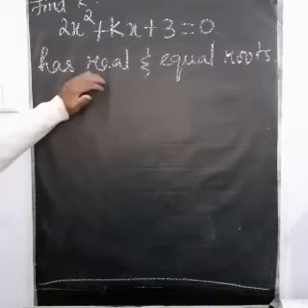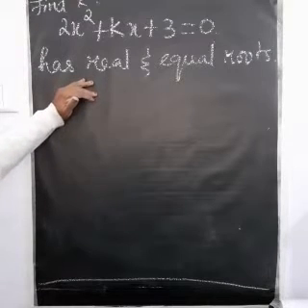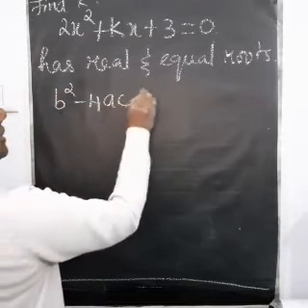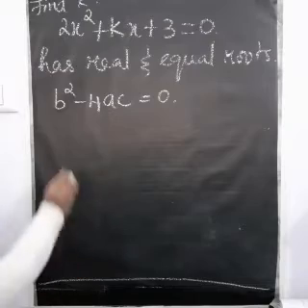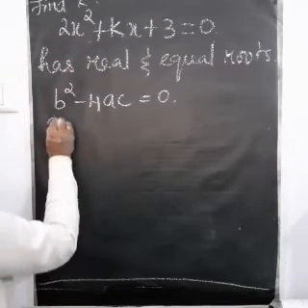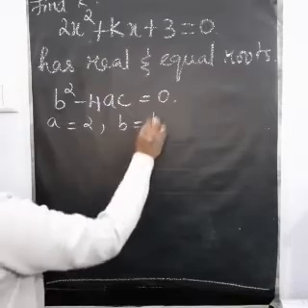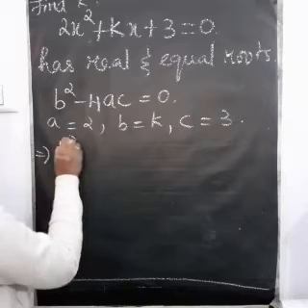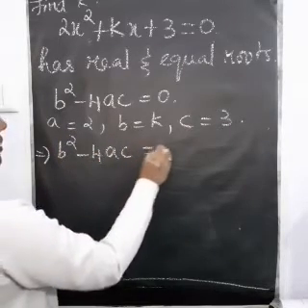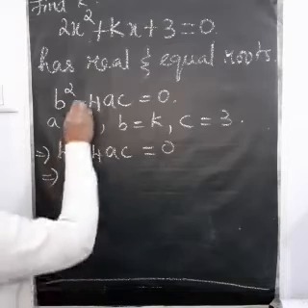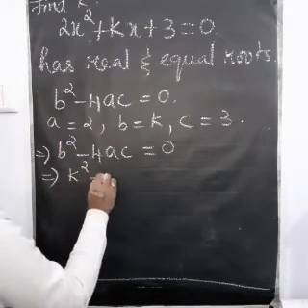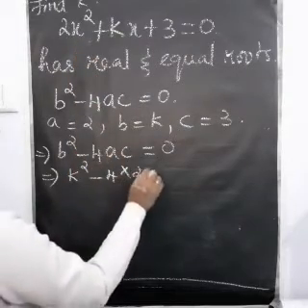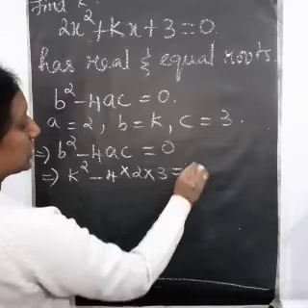Now, what is the condition for it to have real and equal roots? To have real and equal roots, the condition is b squared minus 4ac is equal to 0. So, from here, what is my a? A is equal to 2, b is equal to k, and c is equal to 3. So, that implies b squared minus 4ac is equal to 0. That is, what is b squared? k squared minus 4 into, what is my a? A is 2, into c is 3, equal to 0.